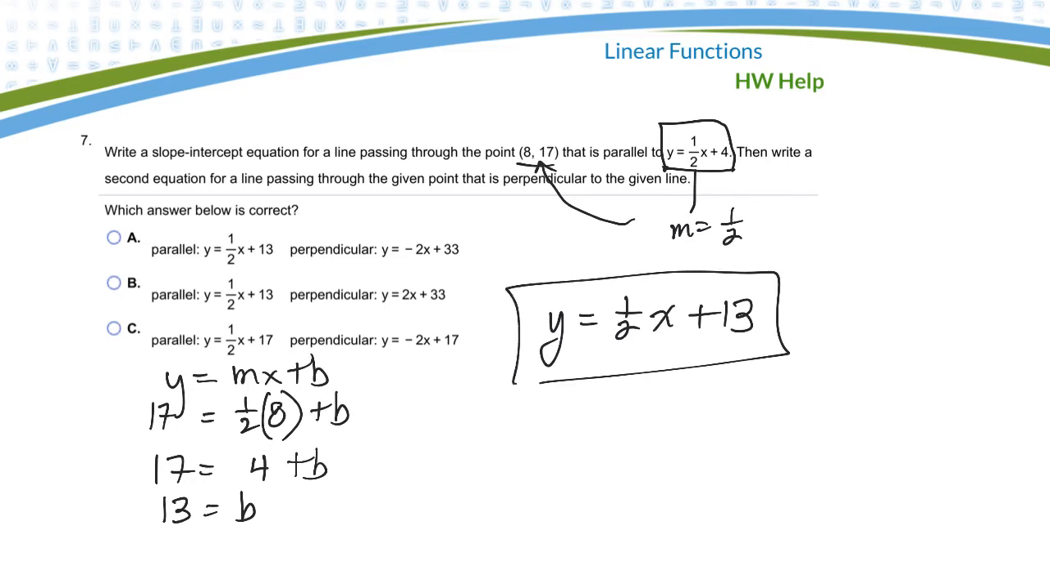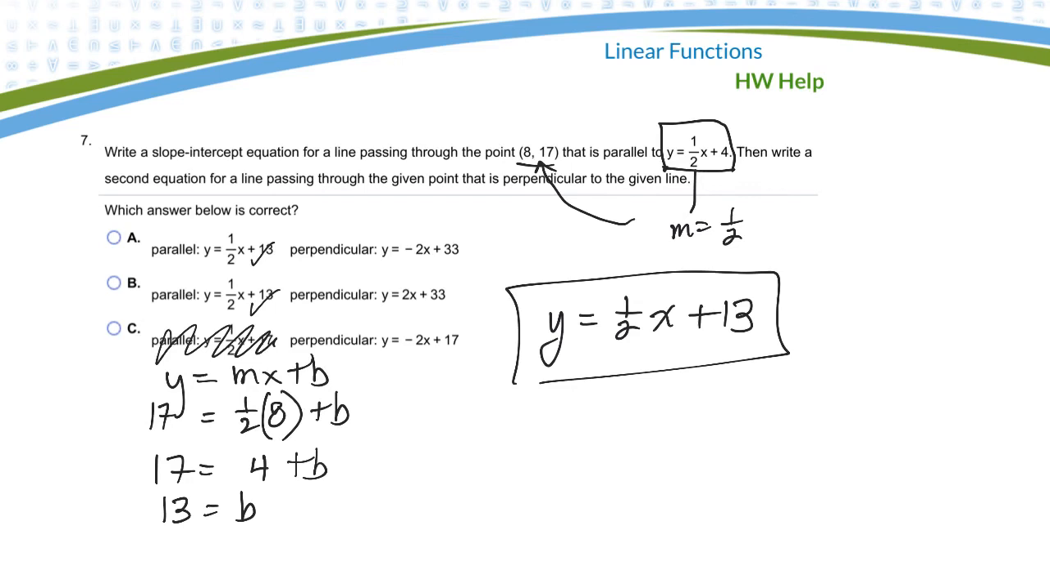That's my equation. Do they have that? Which answer was correct? Parallel, a half x plus 13. Oh yeah, I got that. Oh, these two are right, it's not this one.